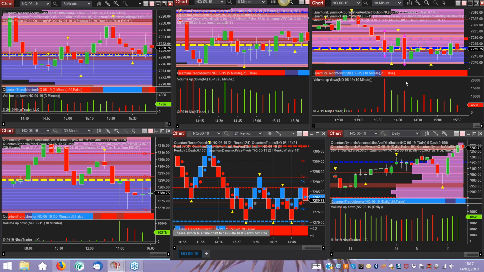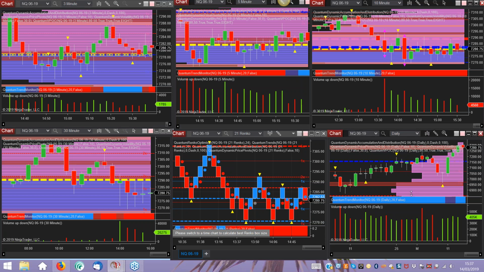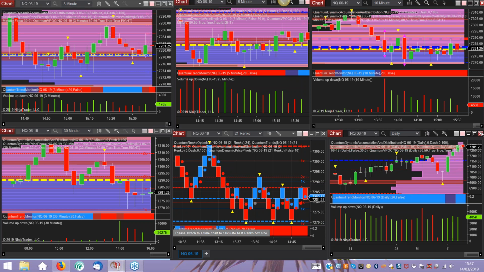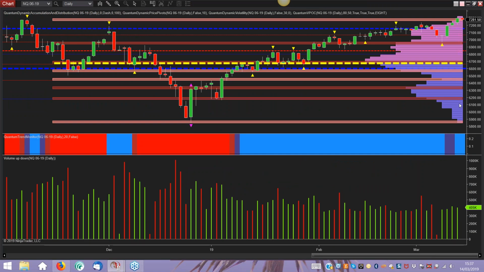This is the multiple time frame workspace. I've got fast time frames across the top. I've got 3 minute. I've got 5. I've got 10 up here. Down at the bottom, 30. I've got the Renko running, and over onto the daily chart itself. And as I say, that's the daily chart.